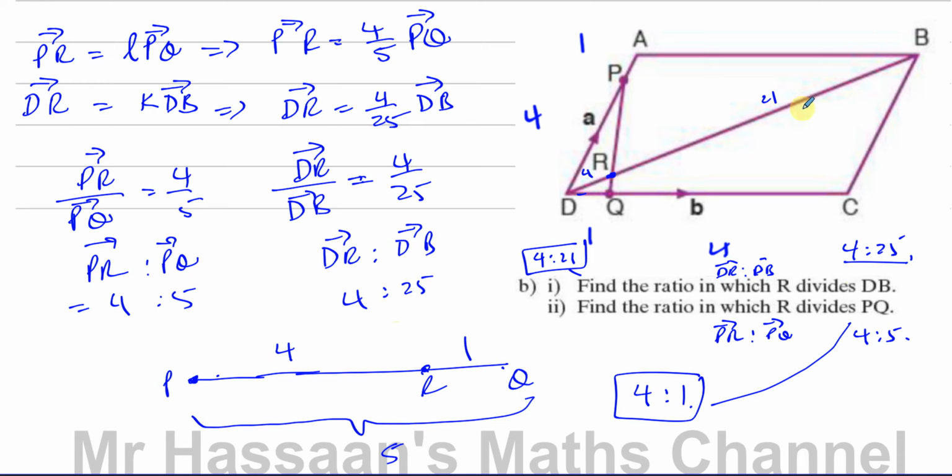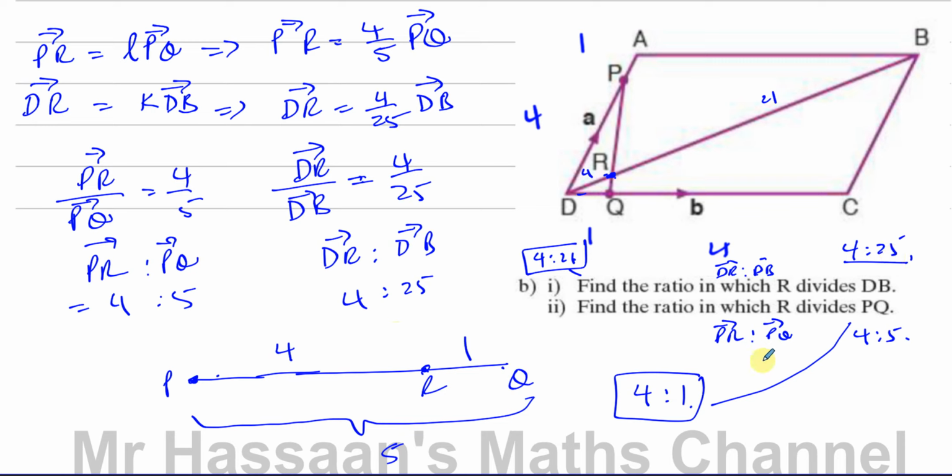If it was DR to RB, then it would be 4 to 21. It's 4 to 25 for DR to DB. But here it says find the ratio in which R divides DB. So it divides it into 2 parts. One is 4, the other one is 21, the whole thing is 25. So I personally think the answer is to a slightly different question. Find the ratio of DR to DB and find the ratio of PR to PQ, then this would be correct. These would be the correct answers.